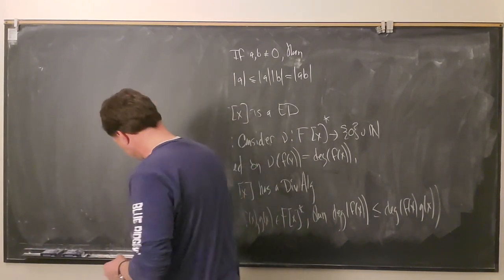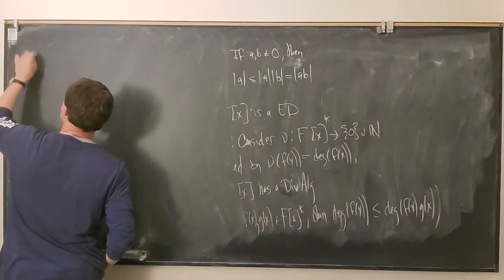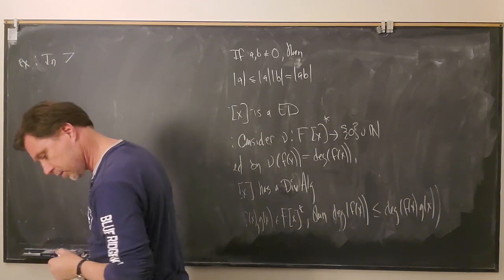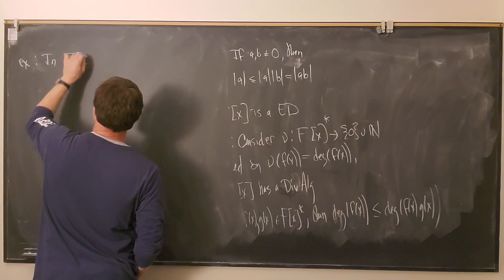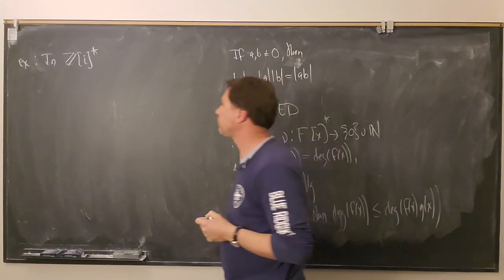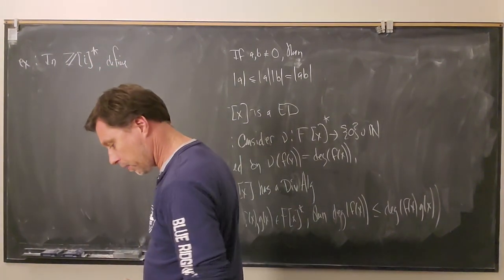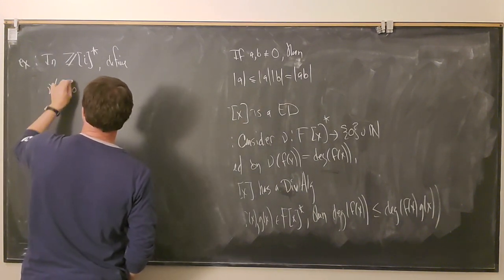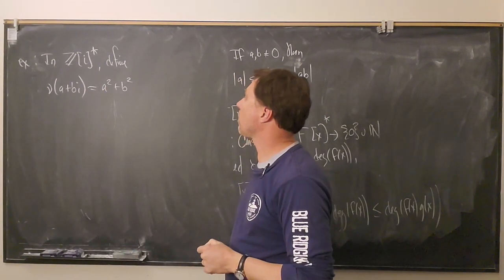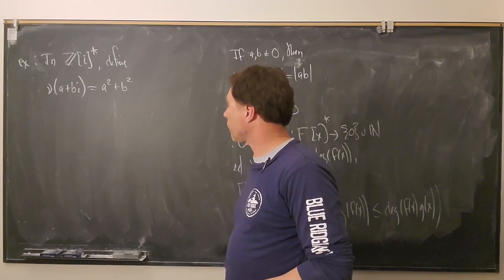Now let's do an example that we haven't seen. So in Z bracket i star, remember this is the Gaussian integers, those are the things of the form a plus bi, where a and b are integers. So in Z bracket i star, define nu of a plus bi equal to a squared plus b squared. Now, this takes a little bit of work to show that this actually satisfies the properties of Euclidean norm. So here we go.